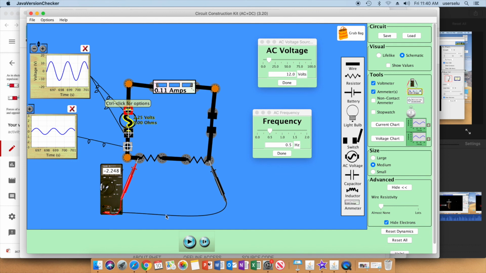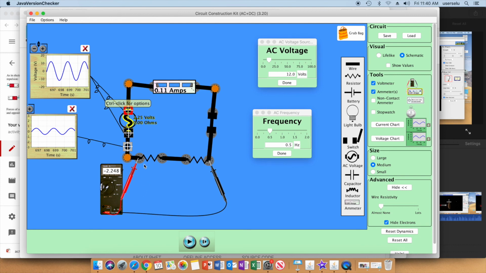I'm claiming that when the voltage is at a negative 2.248 value, I'm getting a current of negative 0.11 amps. And I have my calculator in my hand. If I take 2.248 and I divide by 20, guess what I get? I get 0.11 for the current. So Ohm's law for series resistors is holding in this particular case.